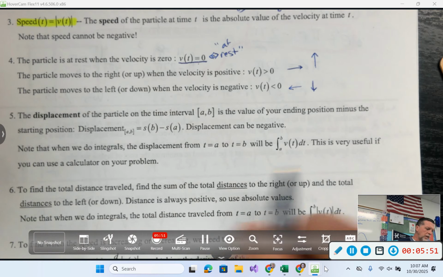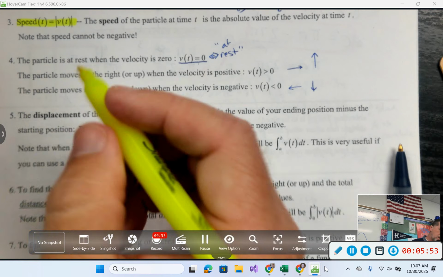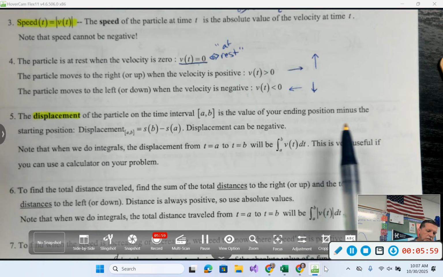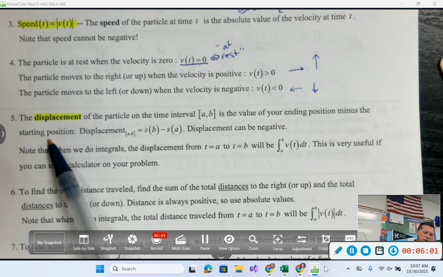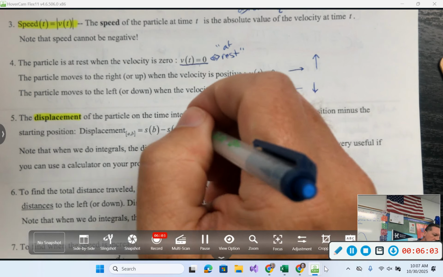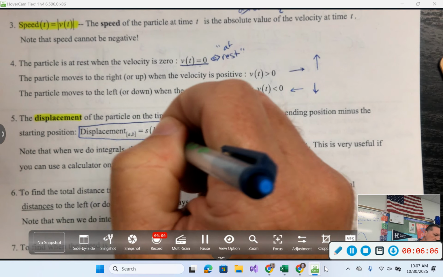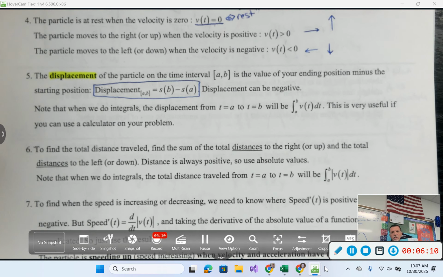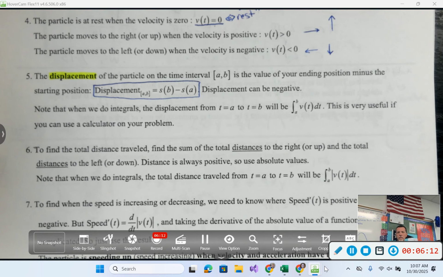The displacement, another physics word, the displacement of the particle on that time interval is the value of your ending position minus the starting position. So displacement is just where you stopped minus where you started. So displacement can be negative.